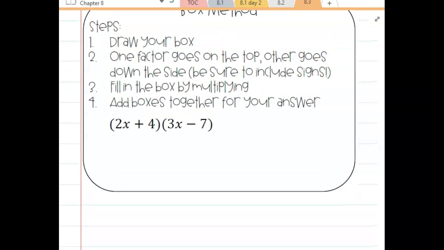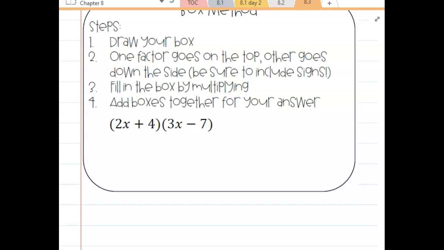using a different method. What I'll tell you about the FOIL method is I feel like the box method is maybe easier, but the FOIL method is quicker, if that makes sense, okay? And I don't care which method you use.